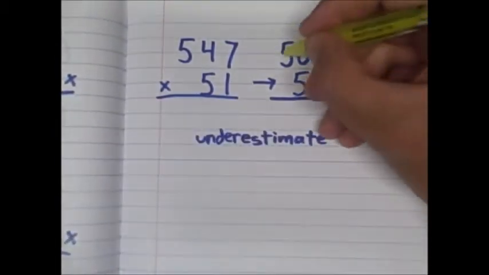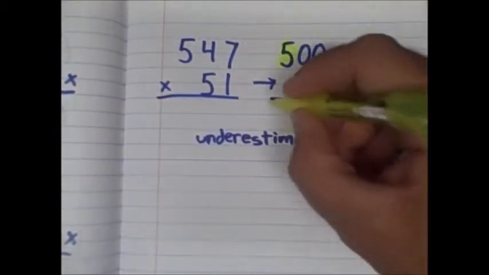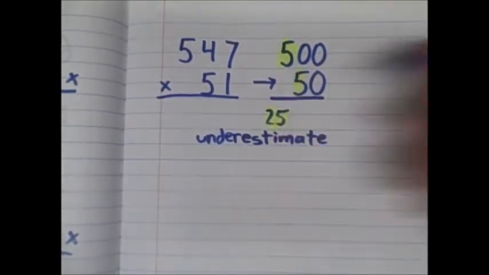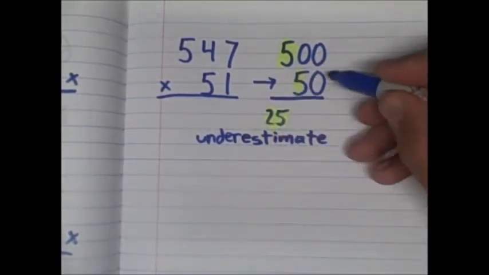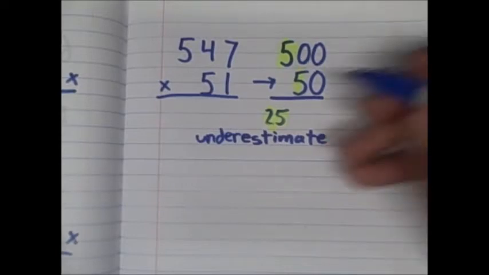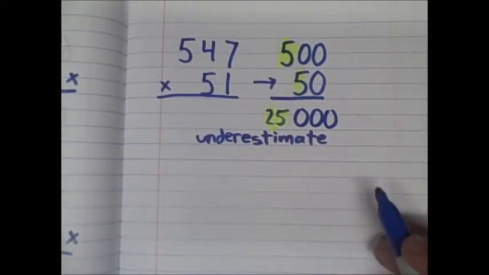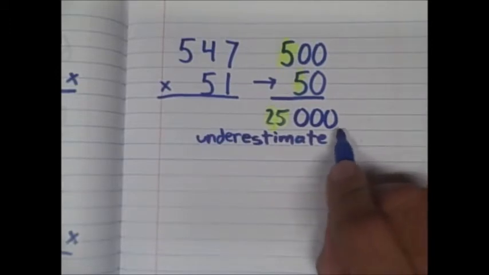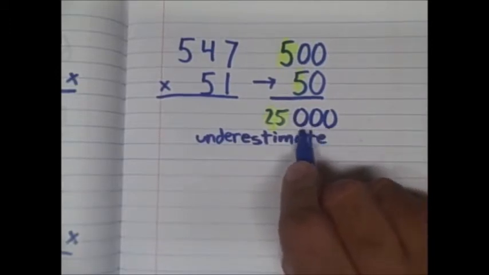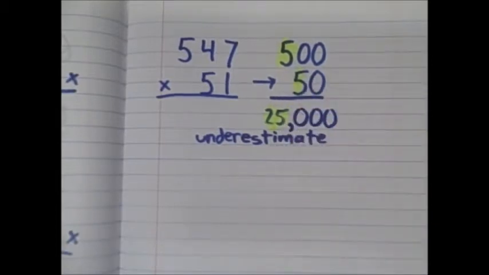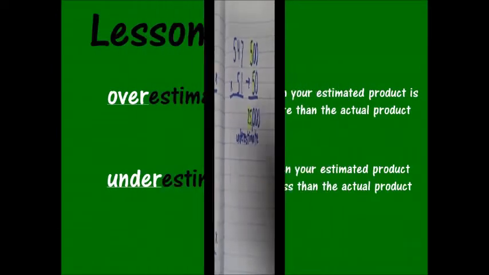Taking our skill from yesterday, our basic fact is 5 times 5 is 25. Going back to my factors, I have 1, 2, 3 zeros. My product will also have 1, 2, 3 zeros. And the proper placement of the comma, starting from the right, 1, 2, 3, would be here. My estimated product of 547 times 51 would be 25,000.